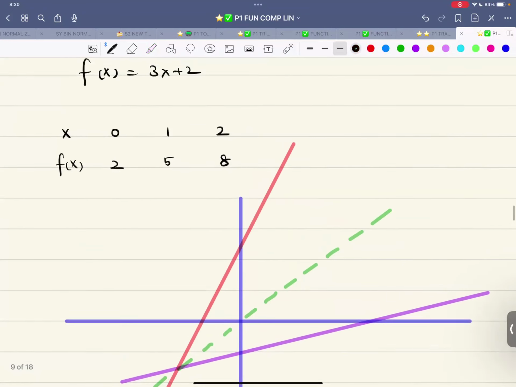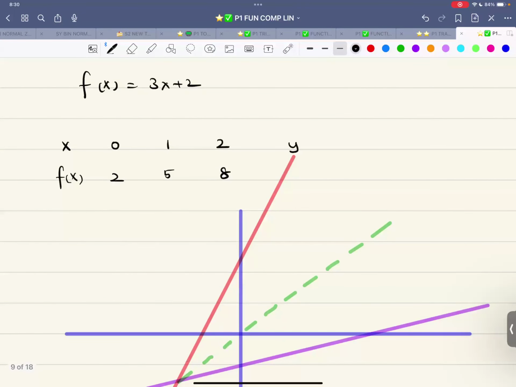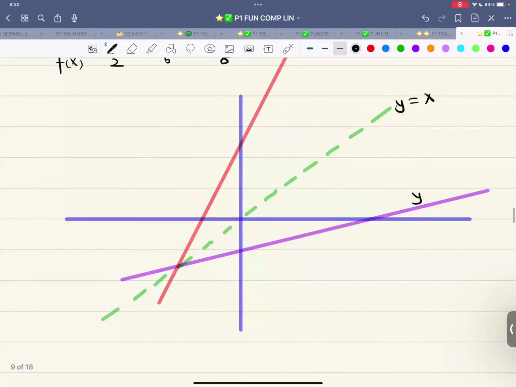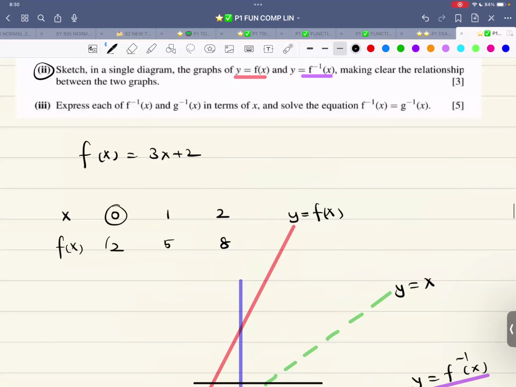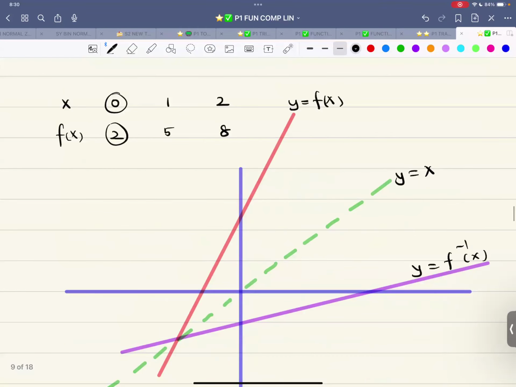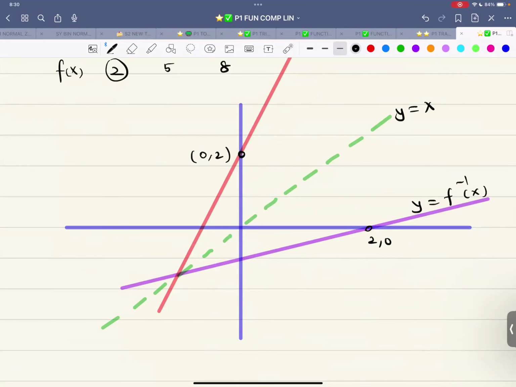So this is just like the worked example that we did. Label everything: y equals f(x), y equals x, y equals f inverse x. A very obvious point is this one, (0, 2). So (0, 2) is very obvious, and this (0, 2) will become (2, 0).